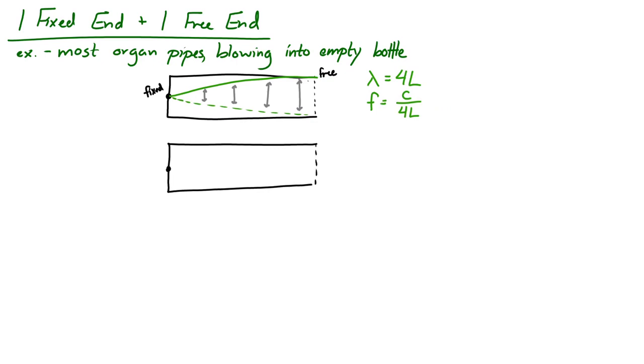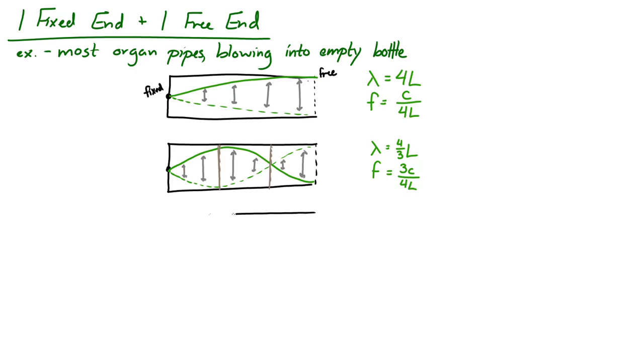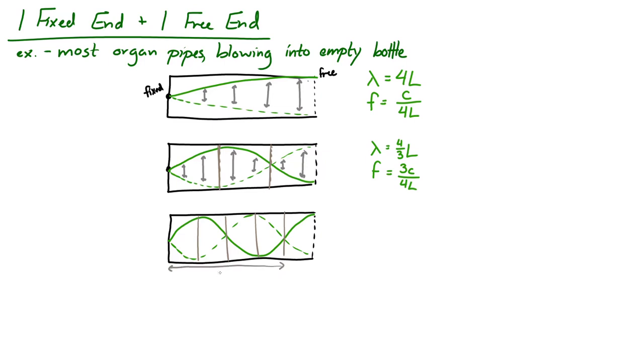Now the next largest would look like this. All right. Now this is a little bit weird, but if we split this into thirds, that's 3/4 of a wavelength. So a wavelength, then, is equal to 4/3 of the length of the pipe. Okay. So then we can also write down the frequency of that situation. Now the next largest would look like this. Now imagine splitting this length into 5 equal parts. One wavelength is 4 of those parts. So a wavelength is 4/5 of L. And then frequency is equal to this, 5C over 4L.